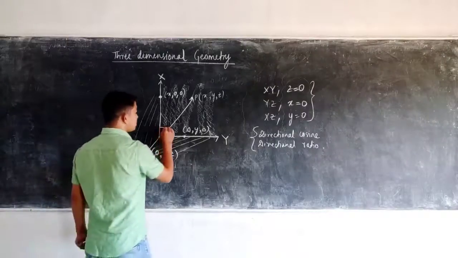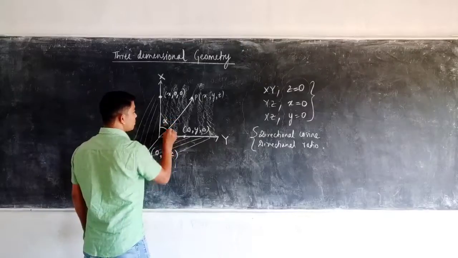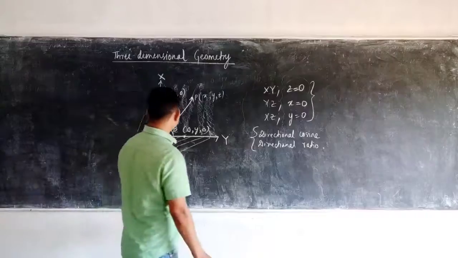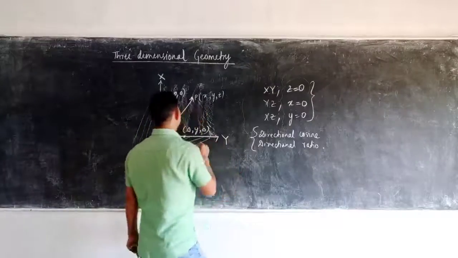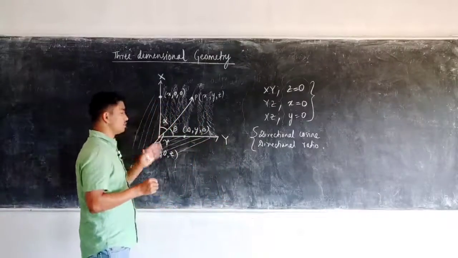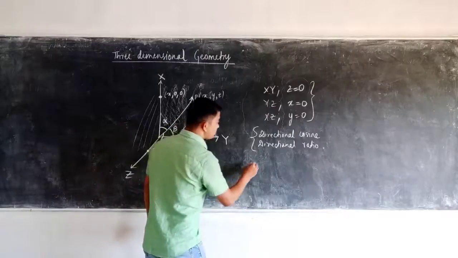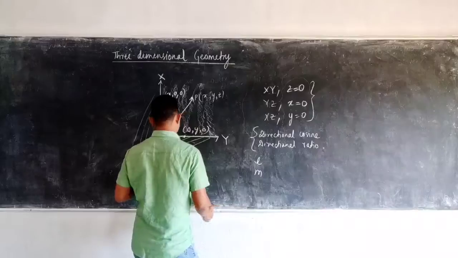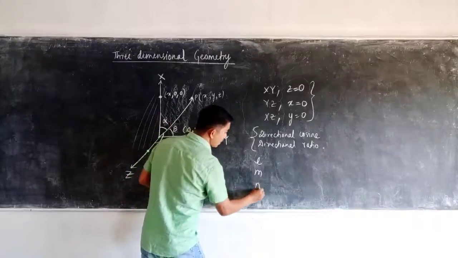Like with the x-axis, if it makes alpha, with the y, if it is beta, and with the z, if it is gamma. Then the directional cosine of the x-axis can simply be represented by L. With the y, it can be represented as m, and with the z-axis, it can be represented as n.